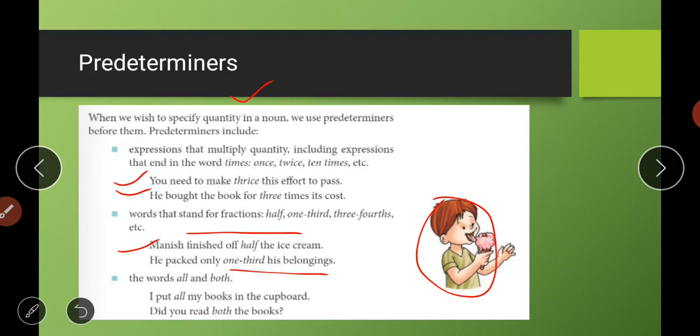Then the words like all and both, like I put all my books in the cupboard, or I put all my books in my bag. And did you read both the books, or did you pack both your books and notebooks? These kinds of words are your predeterminers that come before the noun. Here the noun is books, so all is coming before it. So these words all, both, and fractions and multiplier quantities are your predeterminers.